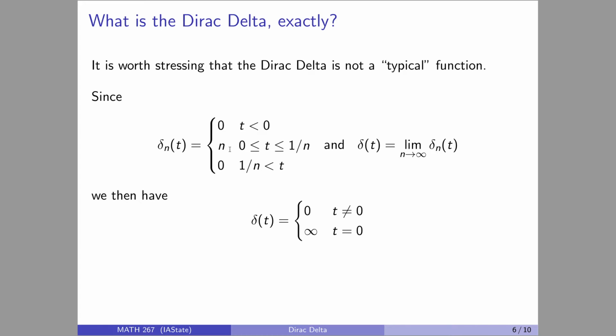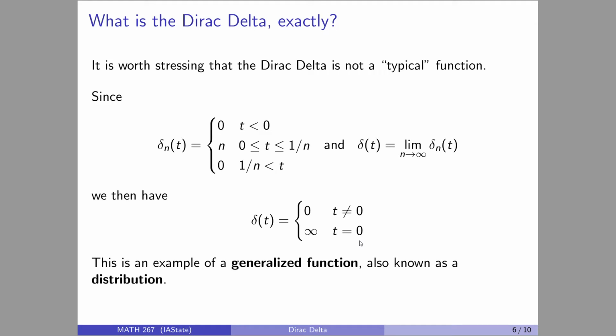So, yeah, at 0, it's technically infinity, I guess. I mean, infinity's not a number, so it's not really right, but this is how it's written, right? It turns out that the Dirac delta is not a real function, but rather it's something that's known as a distribution, which is also called a generalized function. And these are essentially things that can be represented as limits of appropriate functions.